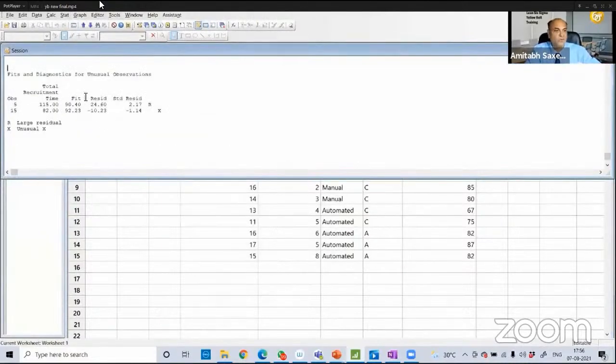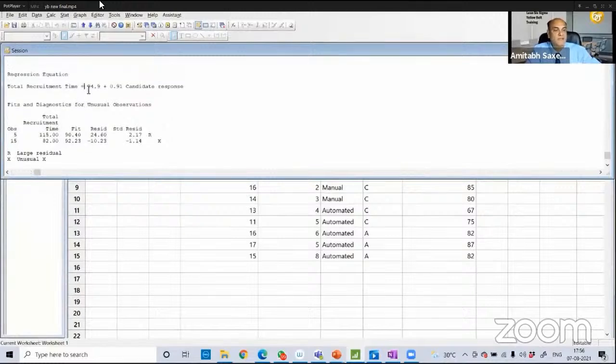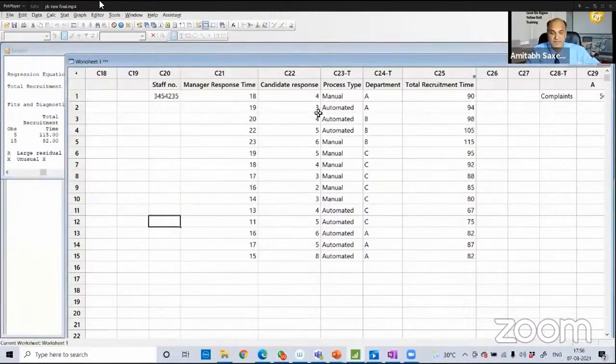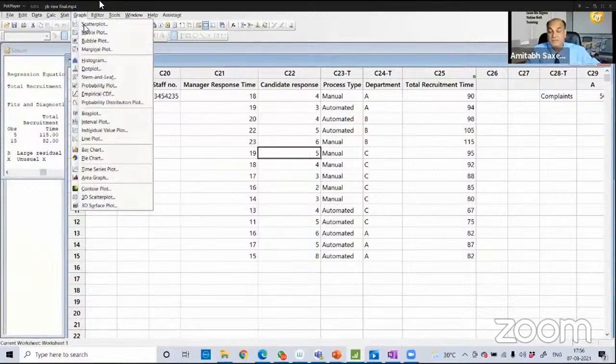It is 84 days, 85 days plus 0.9 times candidate response. Now, I'll not be able to explain this in detail, but you can get it. How about candidate response time? Is it impacting the total recruitment time? Tell me, is it impacting candidate response time?